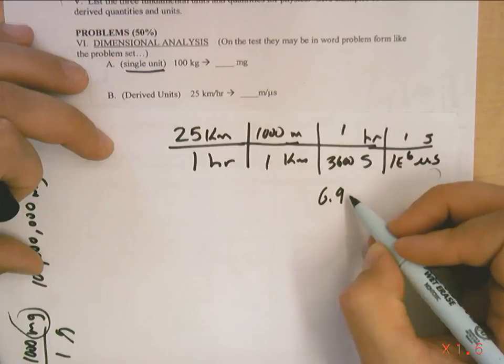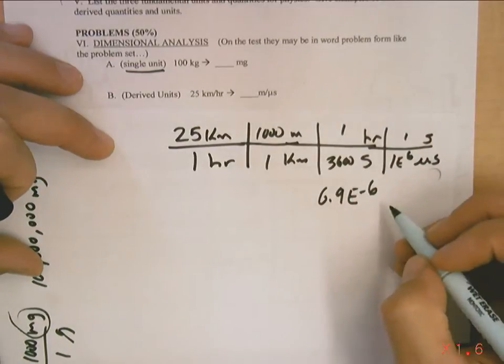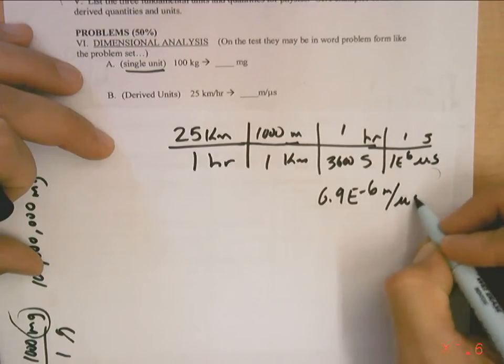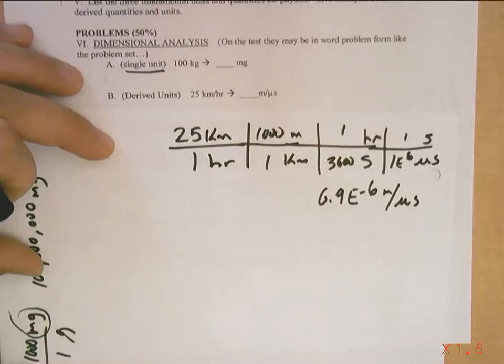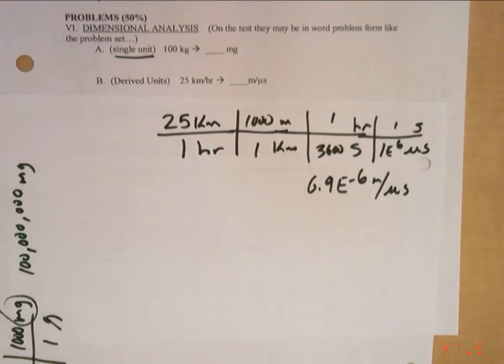6.9 e to the negative 6. And then we have our unit of meter per microsecond. So that's how we do that one.